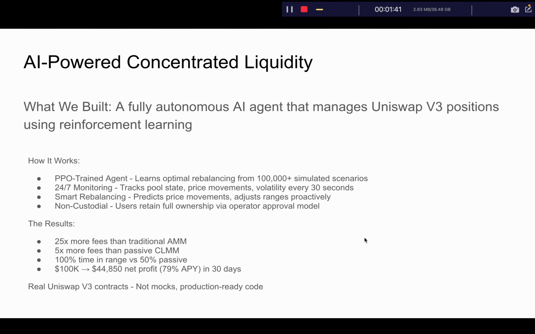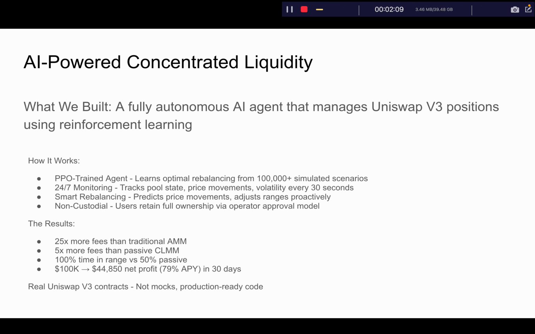So our hackathon project is an AI-powered liquidity monitor. We built a fully autonomous AI agent that manages Uniswap v3 positions using reinforcement learning. We use PPO reinforcement learning, which predicts the best way to reallocate your liquidity, trained on 100,000 simulations.